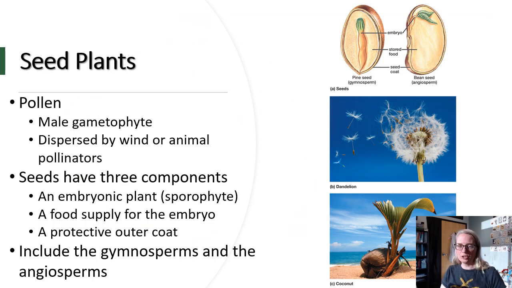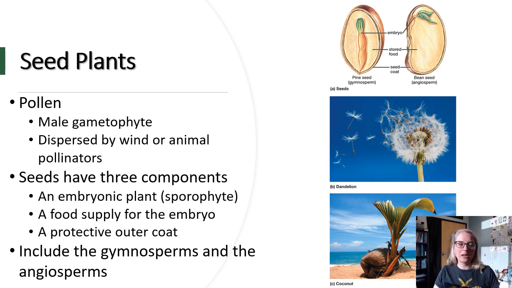Now we're going to get into our vascular seeded plants. So in vascular seeded plants, you're going to have egg and sperm, just like you do with all other examples. In seeded plants, the male reproductive gamete, what we've been calling sperm, is now going to be called pollen. So pollen is the name for the male reproductive cell in seeded plants, usually dispersed by wind or animals. We'll see that a little bit later.